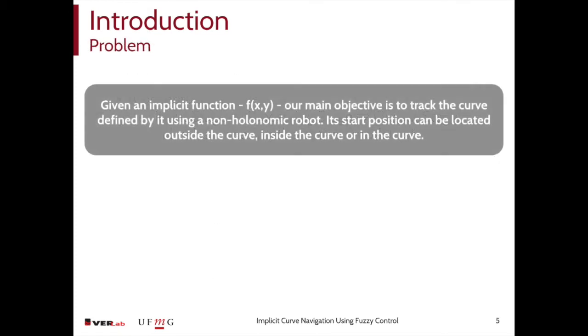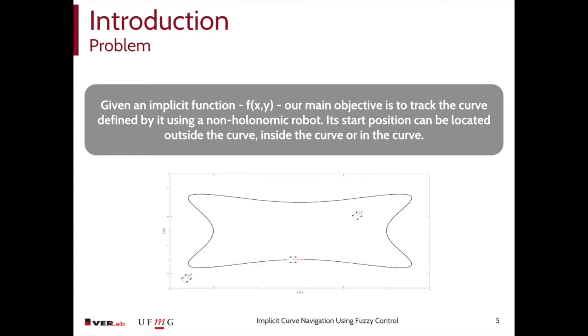Considering this scenario, here is our problem. Given an implicit function, and the vehicle's initial position, how can we make it converge to the curve defined by the implicit function and keep tracking it? In this case, consider three possible initial situations. 1. The robot starts inside the curve. 2. The robot starts outside the curve. 3. The robot starts in the curve.